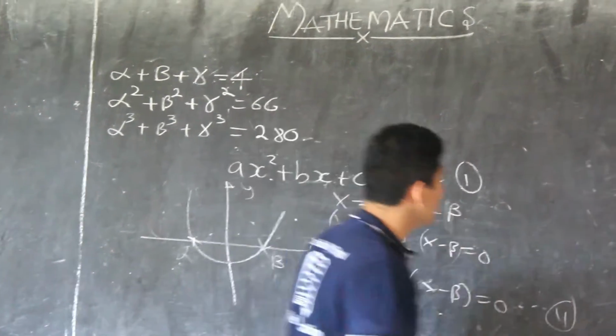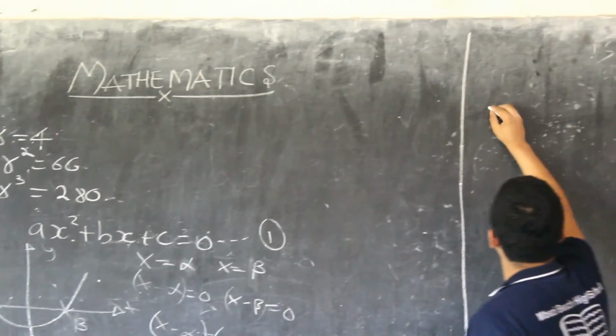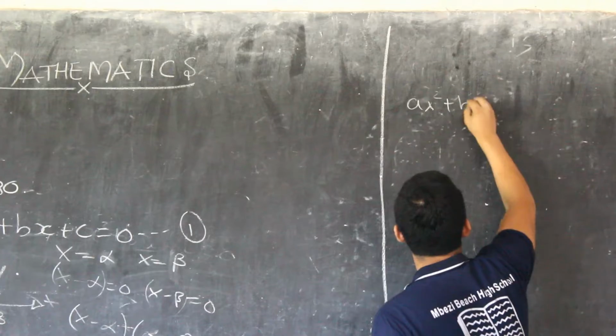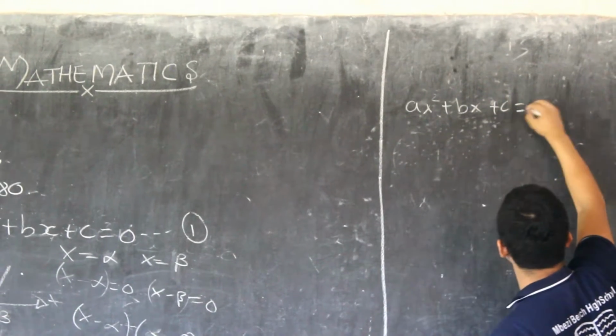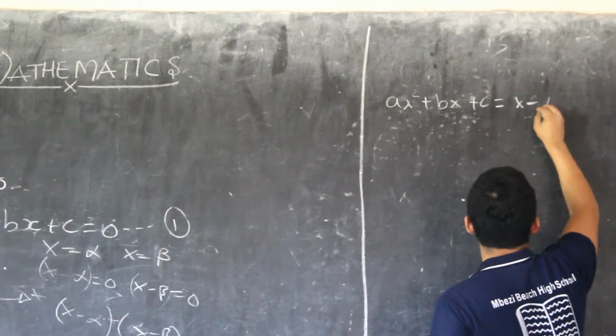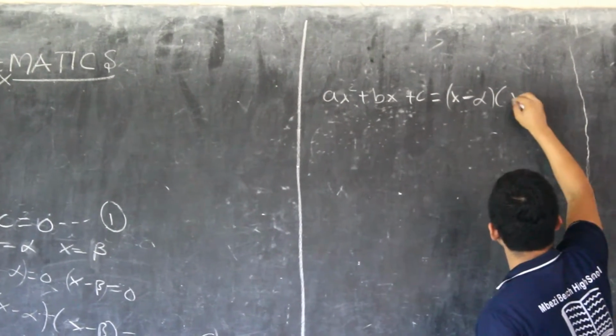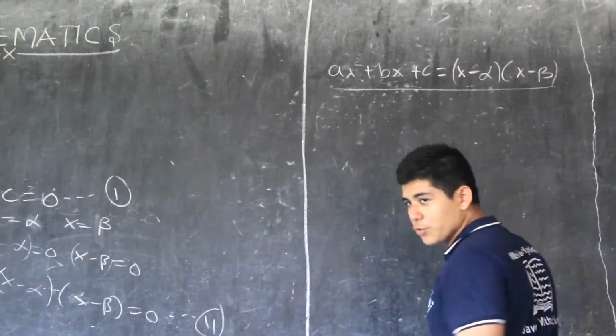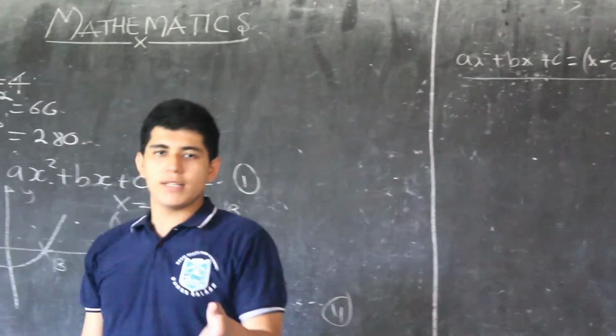Now in this case, we can write properly that ax squared plus bx plus c is equal to x minus alpha times x minus beta. Now this is the concept of roots that we're going to be using. Now let me explain something else to you.